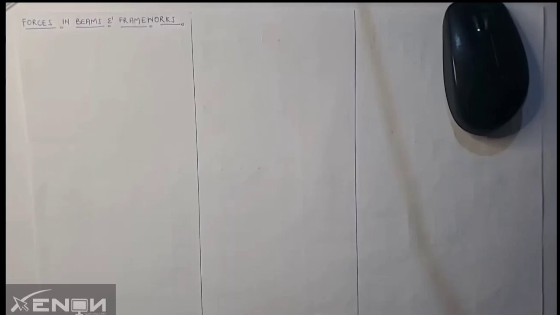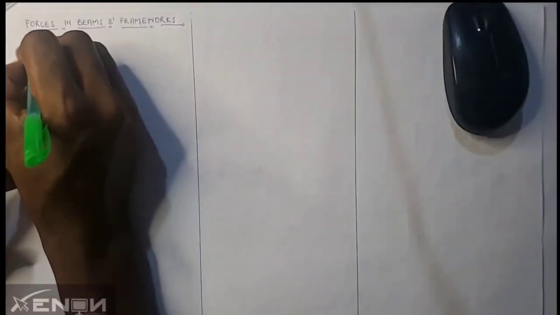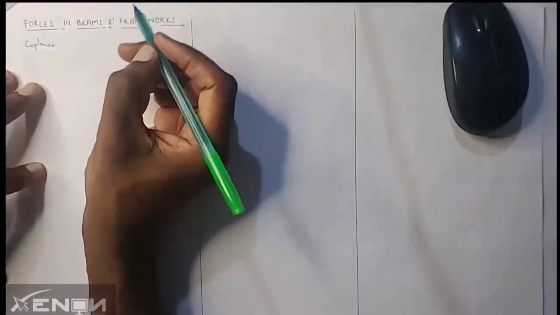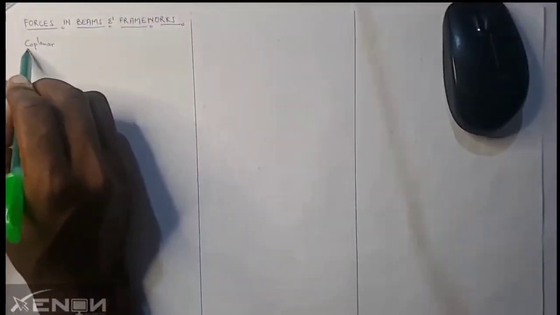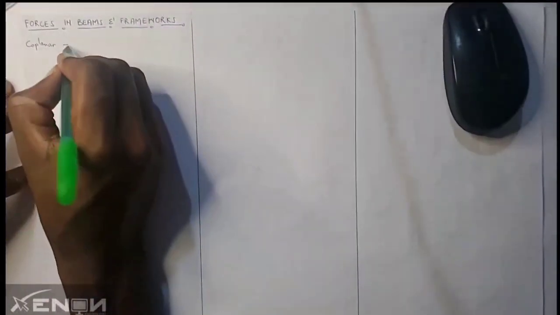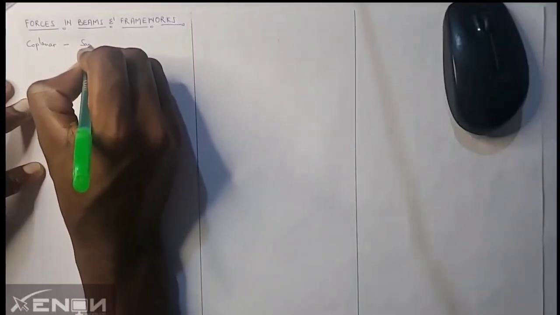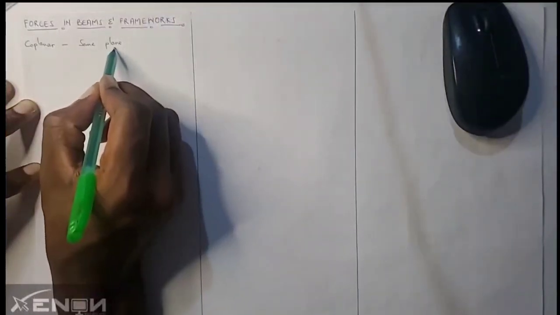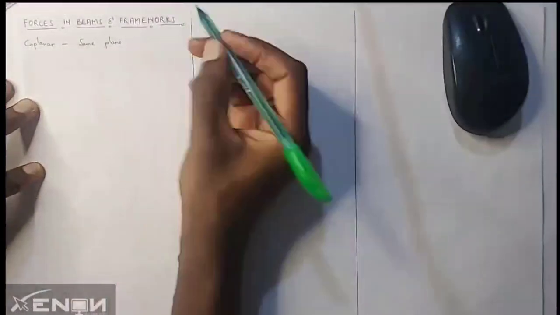Before we get into the topic, we need to familiarize ourselves with certain terms that will come in handy as we go around the topic. The first of these is coplanar. Coplanar comes from two words, co and planar. Co means same, and planar is from plane, so coplanar means same plane.